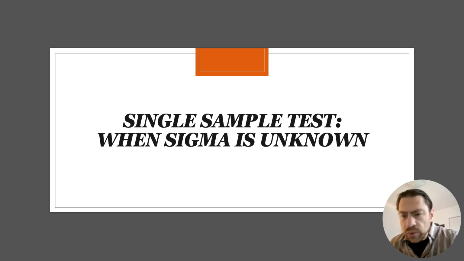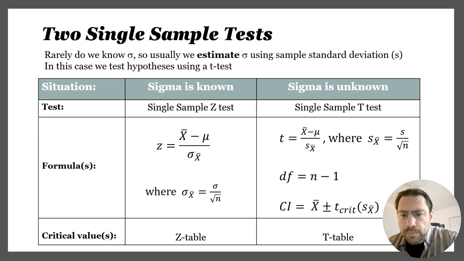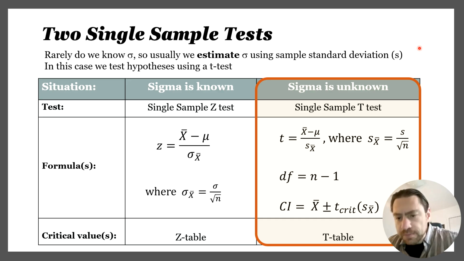So in the last section, we learned the single sample z-test, which we use when comparing a single sample to a population with a known sigma. In this section, we're going to talk about what happens when sigma is unknown, and now we have to use a different test. In many situations, we are not going to have access to sigma, the population standard deviation. And when that happens, we have to run a single sample t-test.